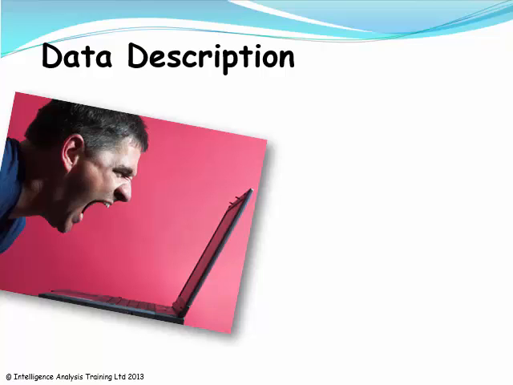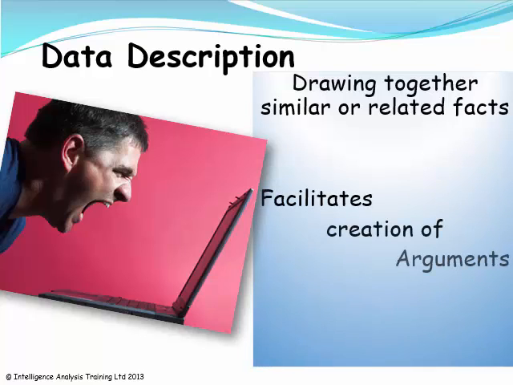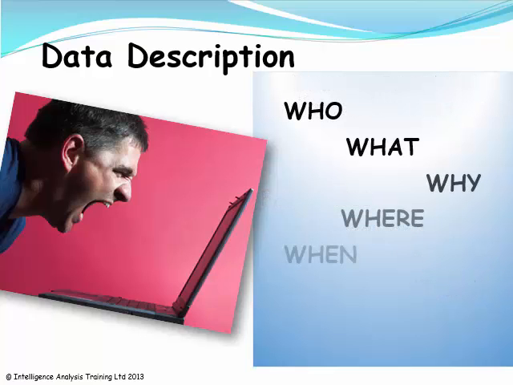When the process of data description is undertaken, it is highly likely that many facts will fall from the data. The drawing together of similar or related facts facilitates the creation of arguments. Arguments are the foundations upon which hypotheses are built. They are referred to as premises. The analyst should look to construct between 5 and 7 arguments, loosely addressing the who, what, why, where, when and how. This is known as 5WH.